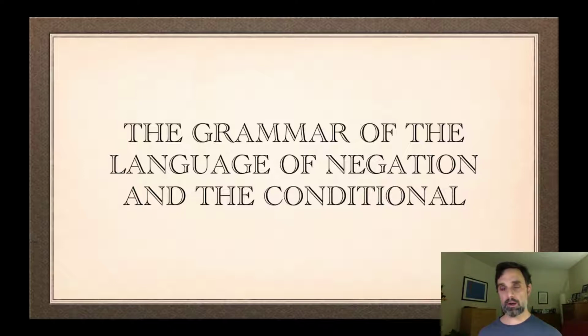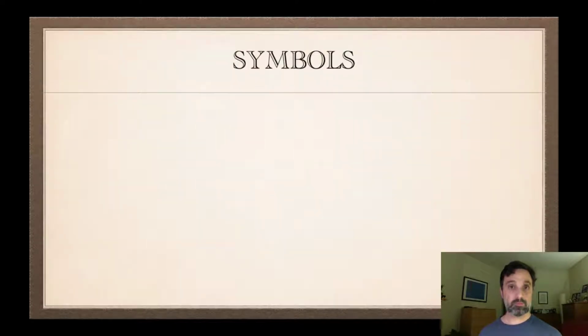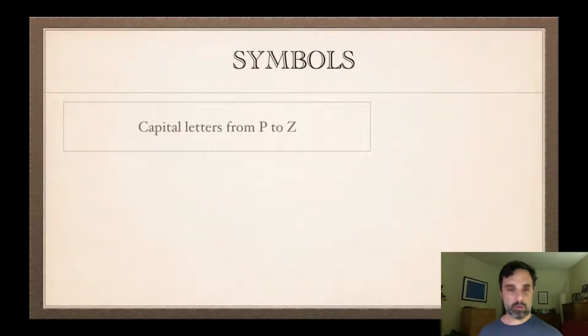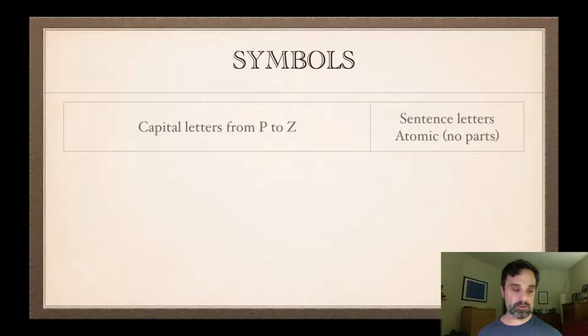So there are several different symbols in our language. I'll say here are some symbols, here's the grammar of those symbols, and here's the meanings, and then I'll say here's some more symbols, here's their grammar, here's their meaning. So, symbols. We start with capital letters from P through Z, and we call these sentence letters. We also call them atomic, meaning that they don't have any parts. They don't have any grammatical parts.